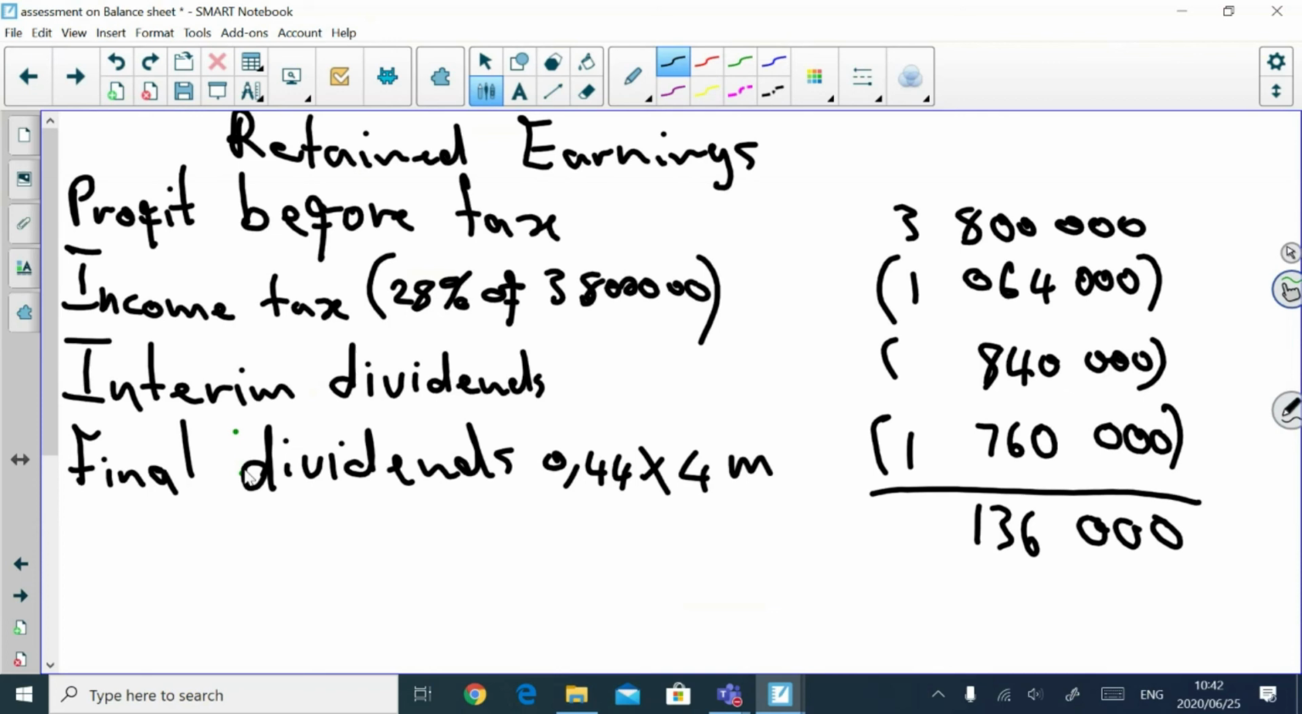Also, the funds. We didn't include the funds. Wait, we are not done. We didn't include the funds. Sorry about that.